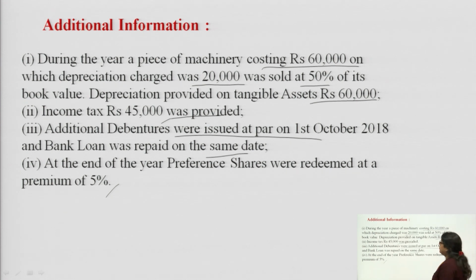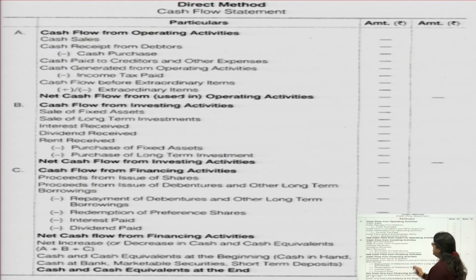So, we will start solving the question. This is the format which we are using today. This is actually the direct method. In my previous lecture I told you about the indirect method. In the direct method we consider all the receipts and all the payments, and then we calculate the operating activities. But in the indirect method, first we take out the net profit, then we do the backward adjustments.